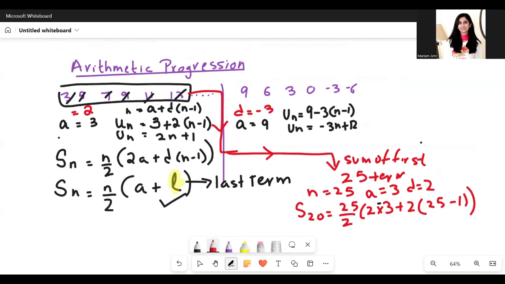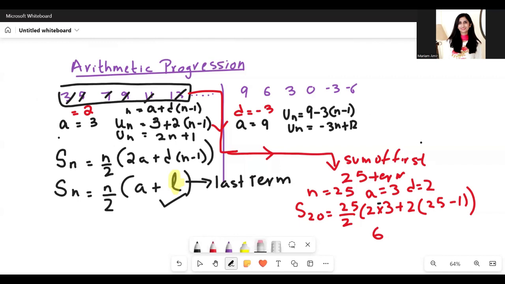Let me just double check. n is 25, a is 3, d is 2. Yeah, looks good. So just enter all of this in the calculator. Let's see what we get. Fraction 25 by 2 times 2 times 3 plus 2 times n minus 1. So that's going to be 24, bracket close. I'm getting 675. So the sum of the first 25 terms of this sequence is coming out to be 675. All right.